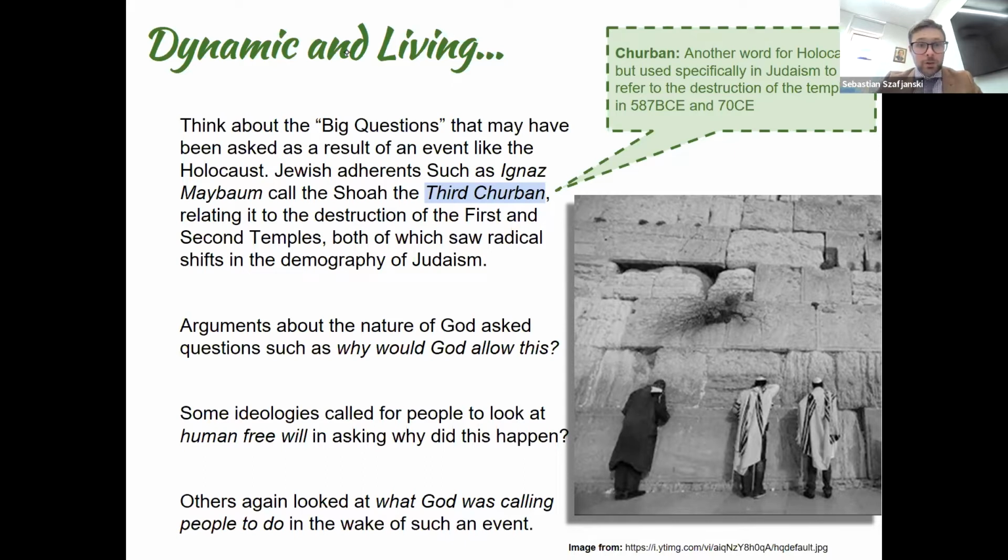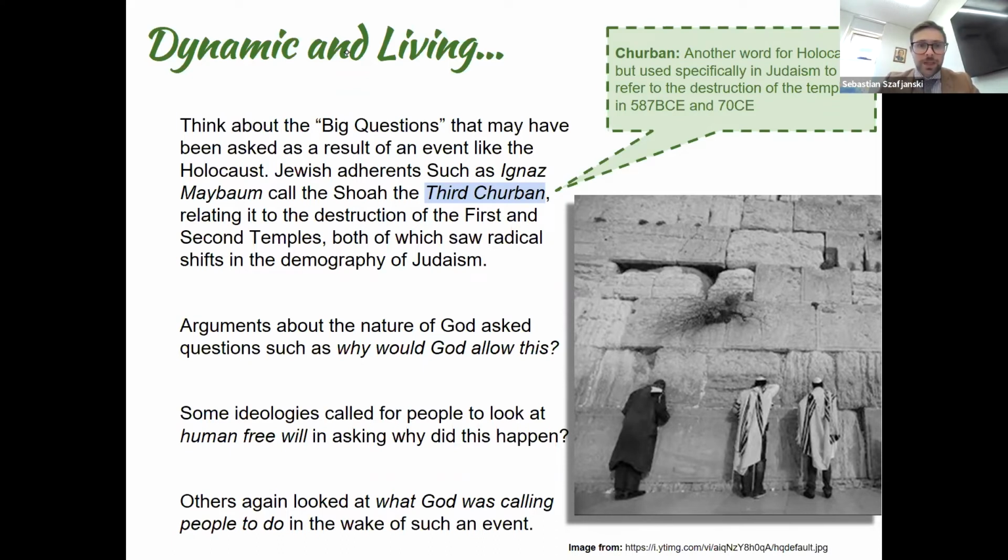Some Jewish adherents, such as Ignaz Maybaum, called the Shoah the third Hurban, which the word Hurban in itself means Holocaust, but they use it specifically, as you can see in this green box here, referring to the destruction of the temples. So in 587 BCE and 70 CE, the temples in Jerusalem were sacked, first just previous to the Babylonian exile and then by the Romans. And these two temples were the center of Jewish life.